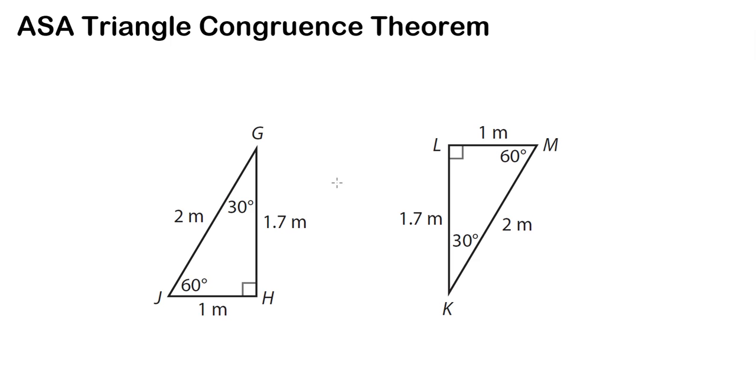congruent. Now, the ASA triangle congruence theorem is a shorter way to prove that two triangles are congruent to each other by using just 3 pieces of evidence instead of the 6 pieces of evidence that we just discussed. ASA stands for angle, side, angle, and I'm going to show you how that works.